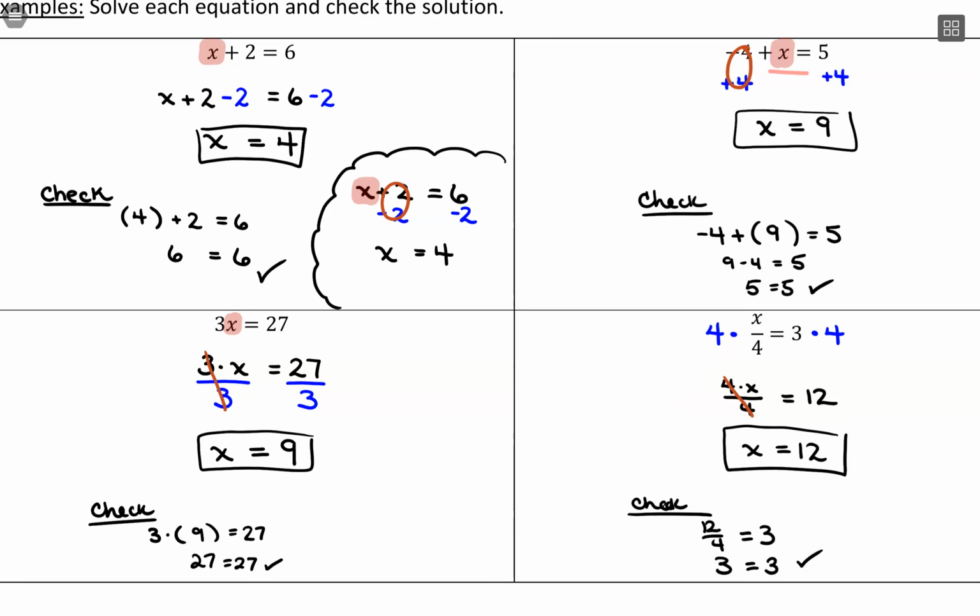When it's addition or subtraction, you're trying to create this 0 next to x, since adding on 0 doesn't do anything. When it's multiplication or division, you're trying to create this value of 1, and that comes from dividing the same thing by itself, which turns into a 1, and then you would just have your x left over.